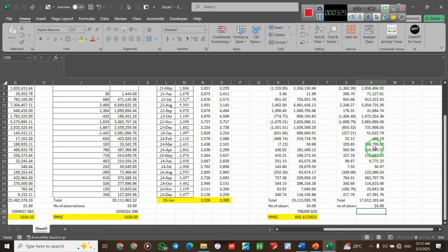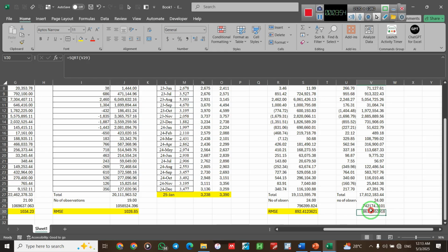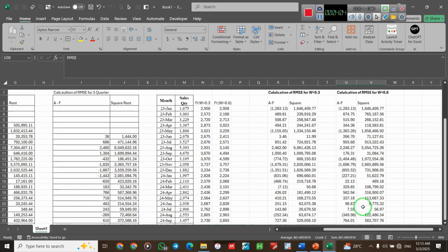So what I have to do next is I have to divide this total value by its number of observations, right? Then I have to take the square root of this. So you have to type sqrt, so that will return the square root of a given number. So square root of this number and then press enter, right? So this is your RMSE value at 0.6 level, right?